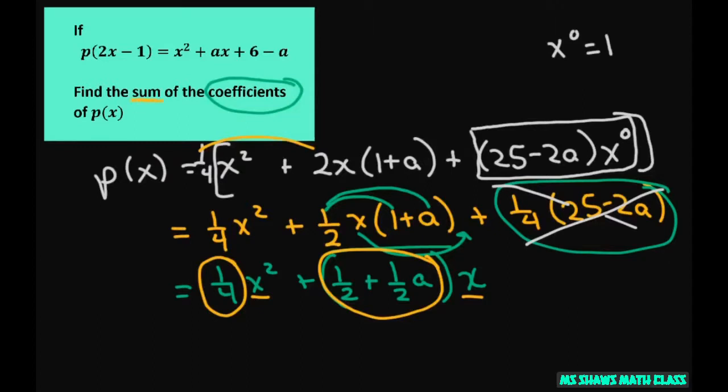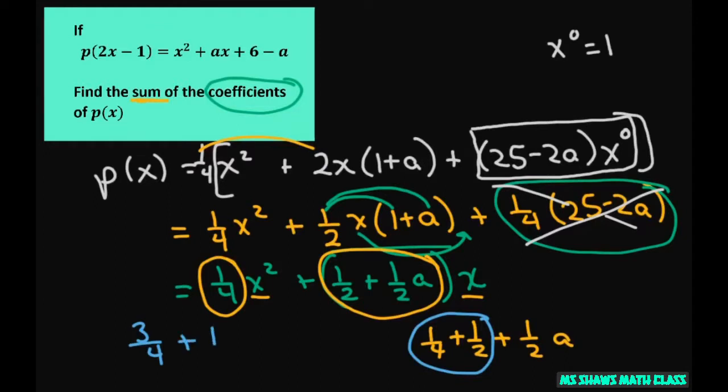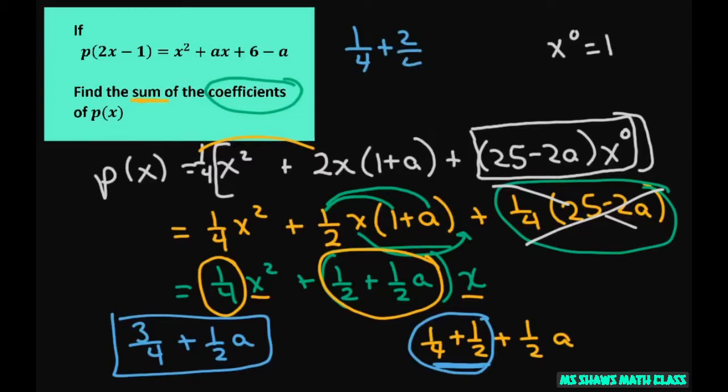So we're just trying to find the sum. So all we're going to do is add those up. So we have 1/4 plus 1/2 plus 1/2 a. All right. So simplifying, 1/2 plus 1/4 is 3/4. And then we have plus 1/2 a. So that's your final answer. And then remember, for that, that's like saying 1/4 plus 2/4 if you're trying to do the common denominator.